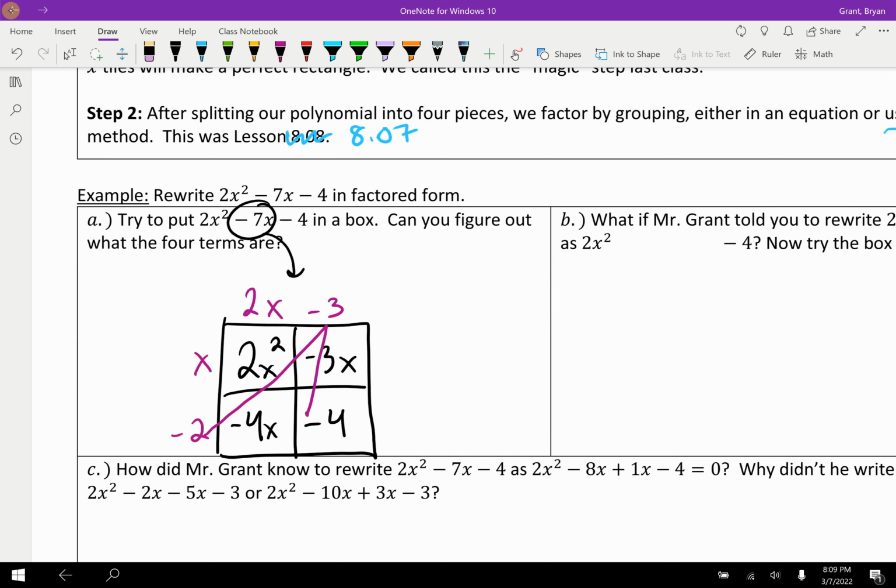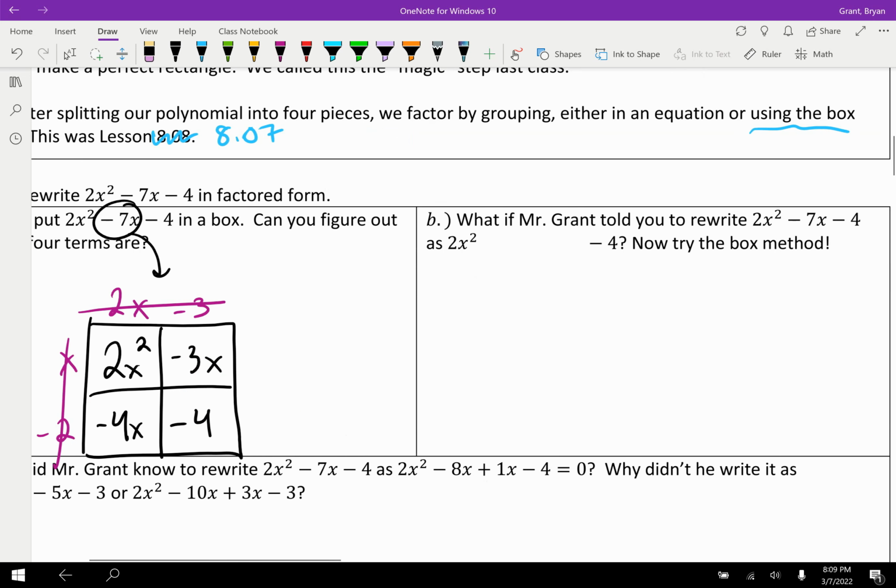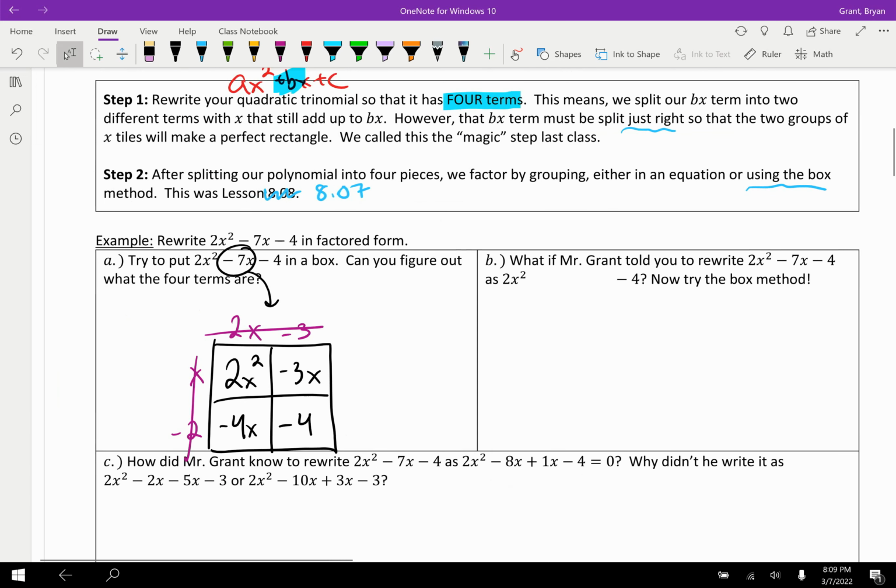Negative 2 times negative 3 isn't negative 4, which means that this is not the way to factor. Right? And there's so many different ways to write negative 7x. We could do negative 10x and positive 3x and so on and so forth. But I'm not going to try all those because that sounds obnoxious. So what if instead I told you how to write this?